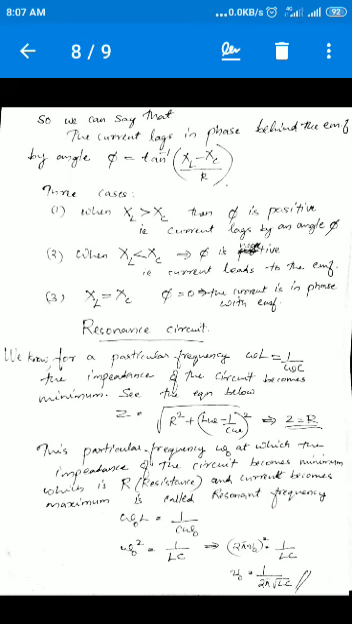Now, what is the use of this circuit, this LCR circuit in series? Why do you make it? What is the purpose of it? In which circuit can you use this LCR? So that is what we are going to study now.